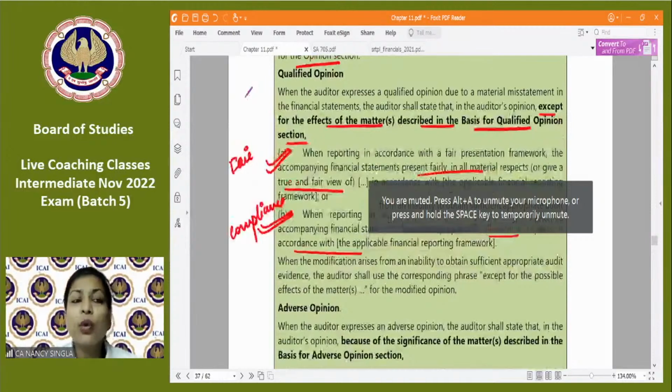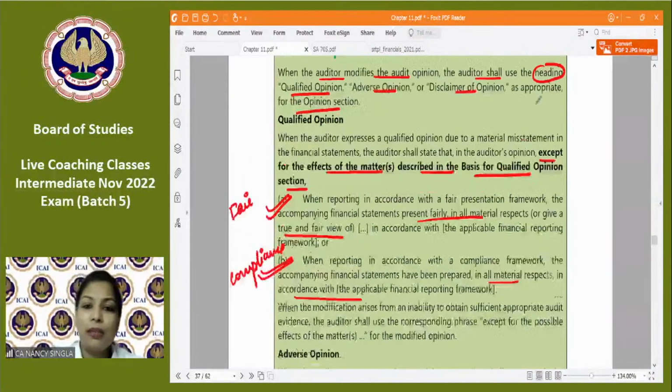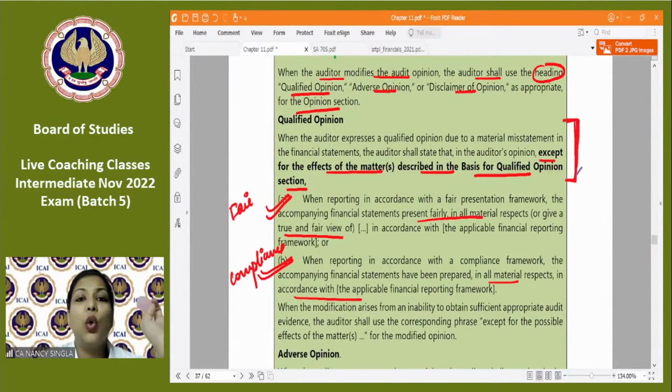ठीक है? So except for the effect of the matters, now tell me quickly, यहाँ पर in this case, if the auditor is giving a qualified opinion because he is unable to obtain sufficient appropriate audit evidence, तो मुझे बताओ except for the dash effect of the matters, dash में क्या आएगा, except for the dash effect of the matters. Quickly send in your replies.